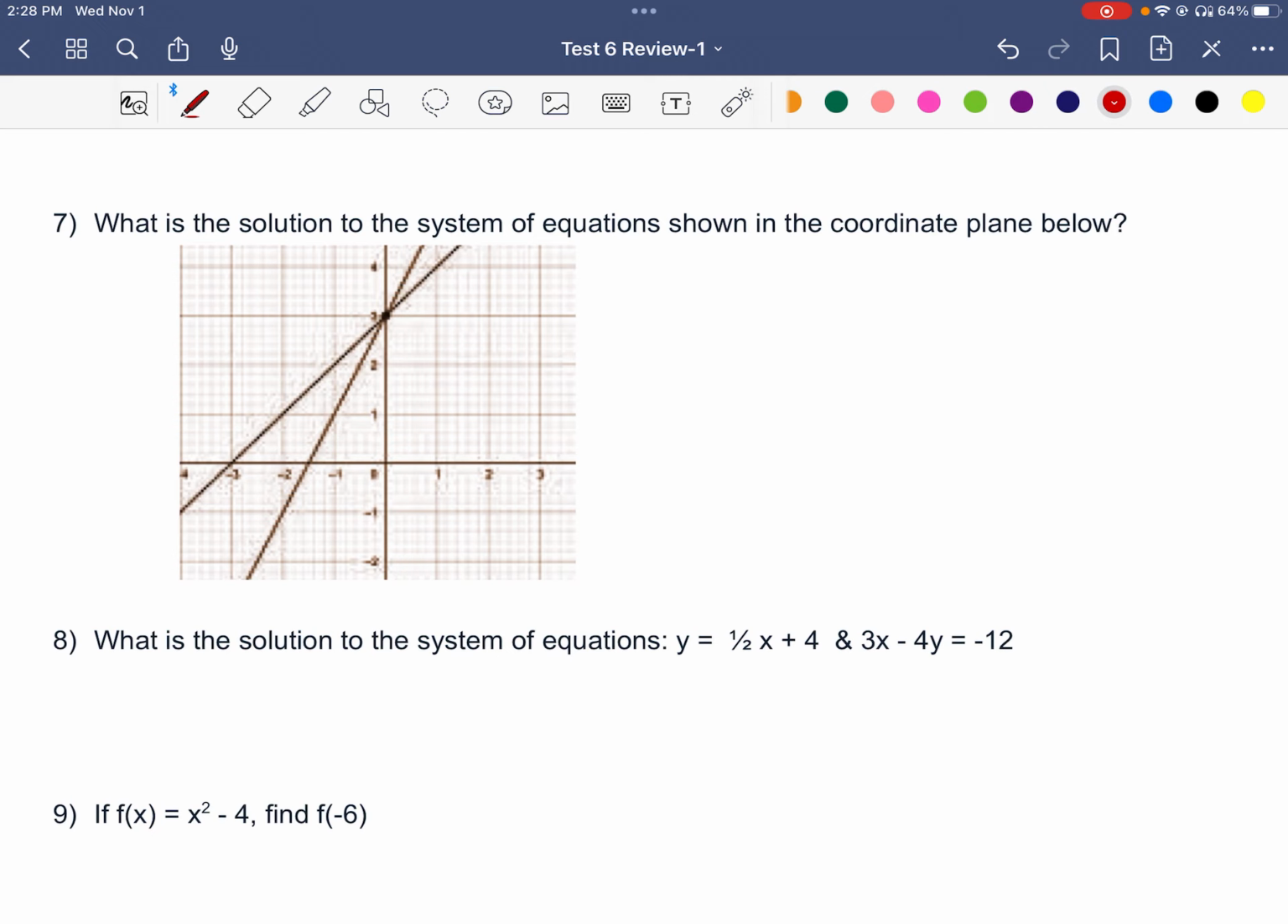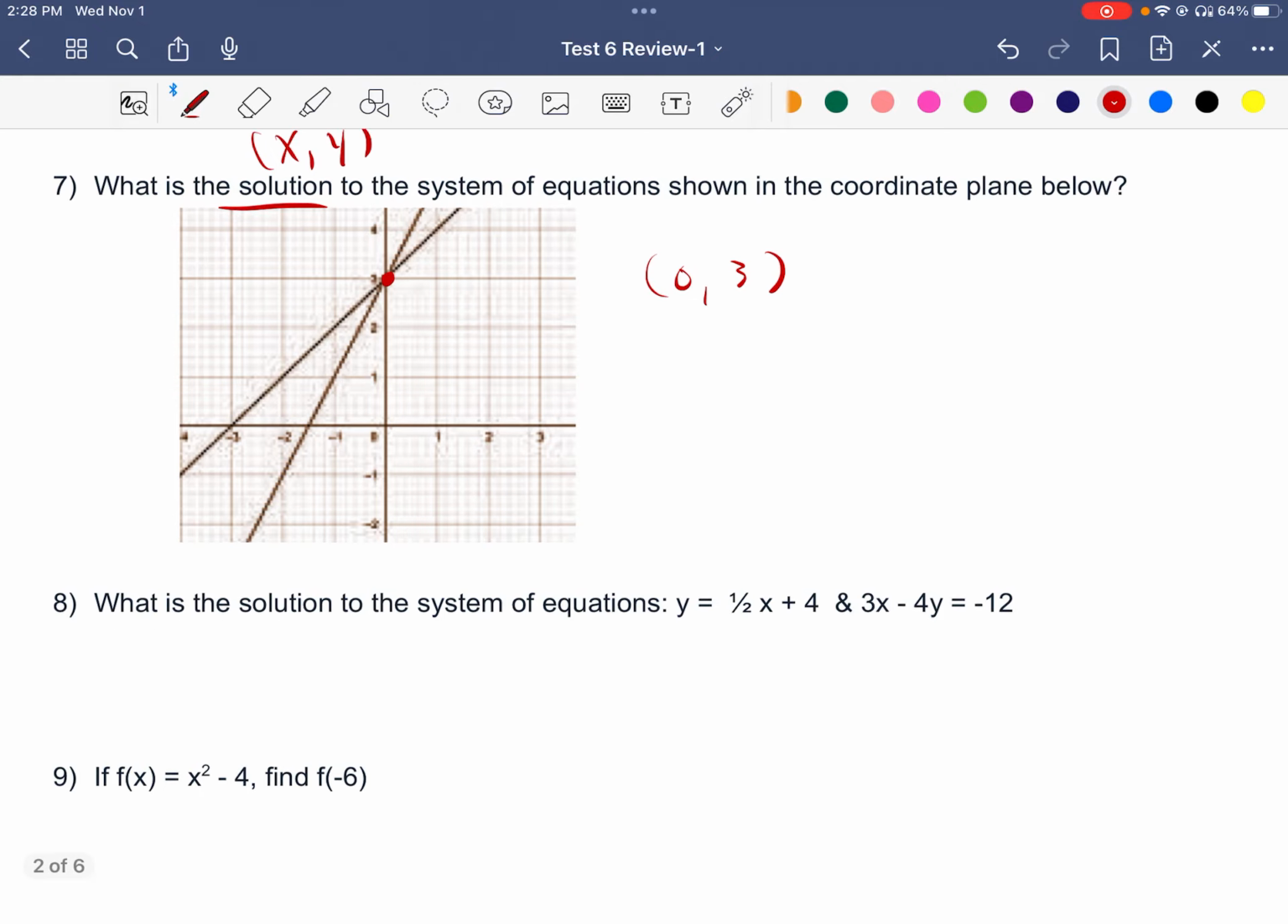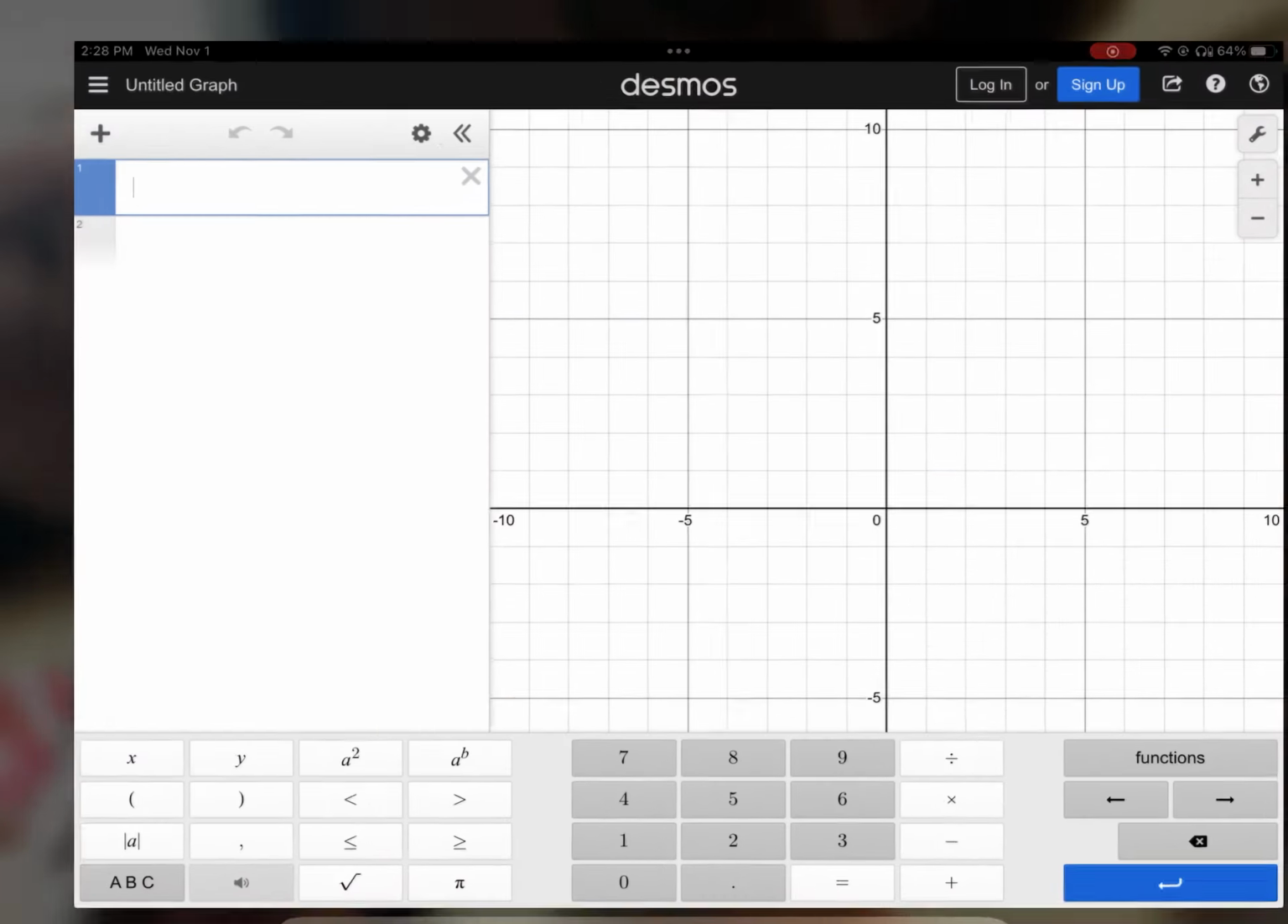7. What is the solution to the system of equations shown below? The solution for a system of equations is the point, the x comma y value that they share, where they cross. So it'd be that point right there that is highlighted in red, which is 0, 3. Number 8. What is the solution to the system of equations y equals 1 half x plus 4 and 3x minus 4y equals negative 12? I would type that in Desmos like it is.